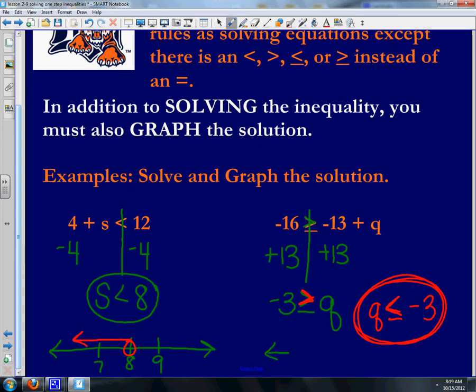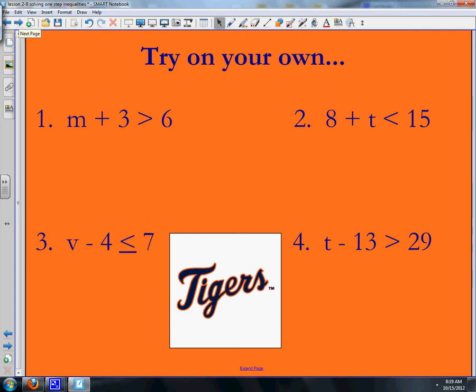So I'm going to draw a graph. I'm going to have negative 3. And then I have a closed circle at negative 3. And it's everything less than. All those other negative numbers. All right, so try these 4 on your own, and then we will go over them.